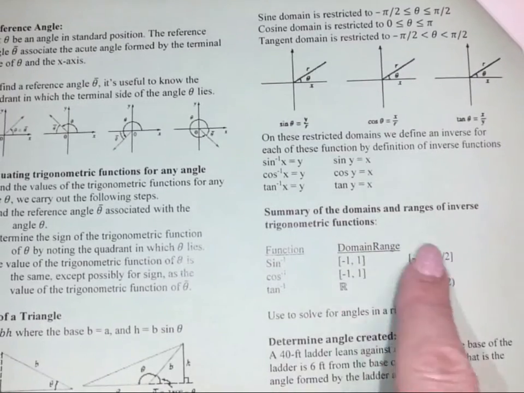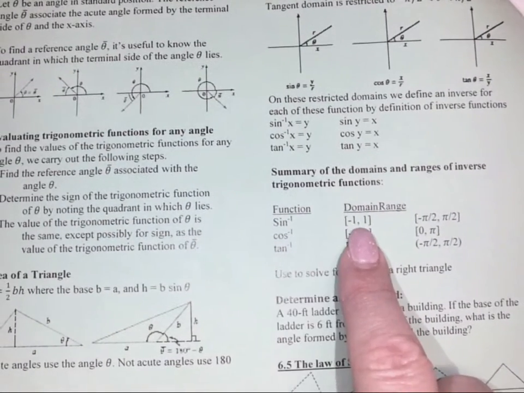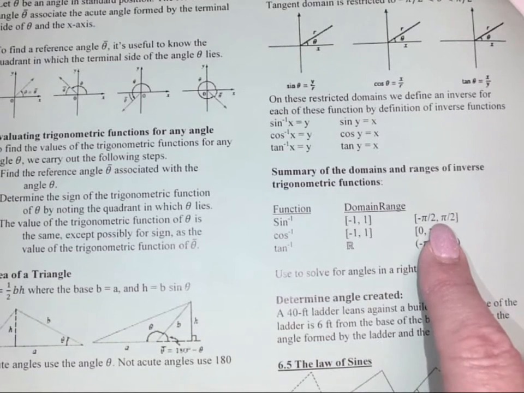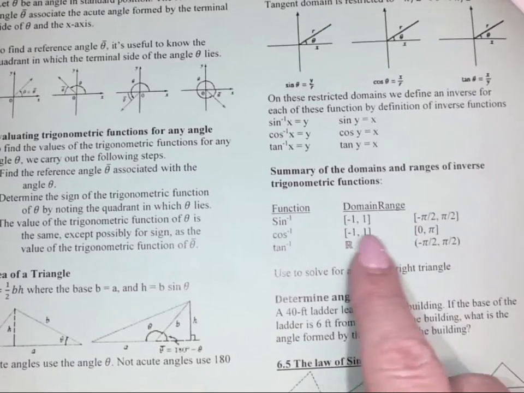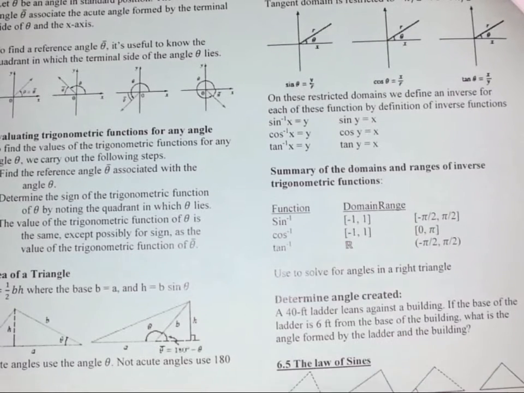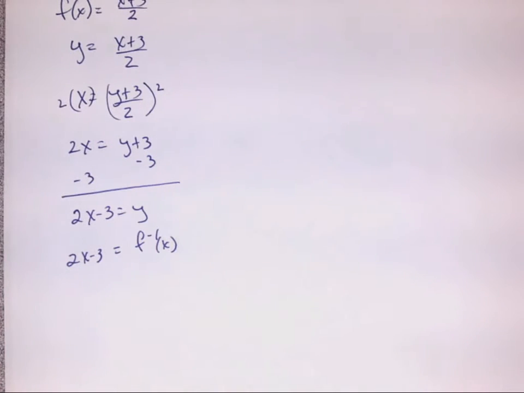So this is a summary of the domain and ranges of inverse trig functions. So here you can see the domain, and you can see the range. I don't know why that's not spaced over there. And you can see it again here and there as well. And we will use these to solve angles in a right triangle. All right, so let's go work some problems that will help us see clearly what we are doing with these sine inverses.